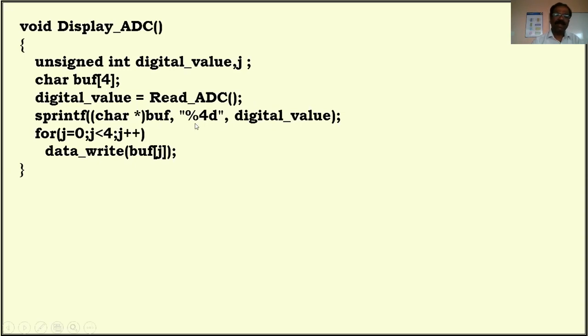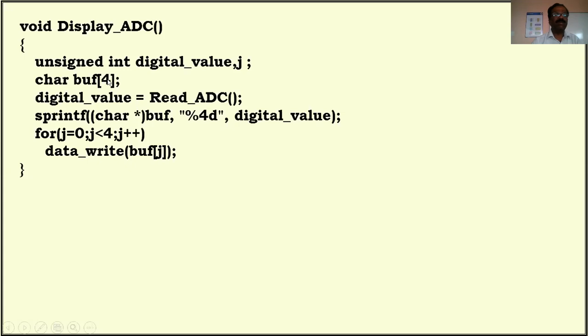After conversion into the form of string, we have to display it on the LCD. Therefore, for j equal to 0, j less than 4, 0 less than 4, true. Then in the LCD there is a function called data write. The data write, therefore buffer of j, buffer of 0, it's going to write the first digit, then go here. j plus plus. Then it becomes 1, 1 less than 4, true. It comes over here. Suppose by default this contains a null character.